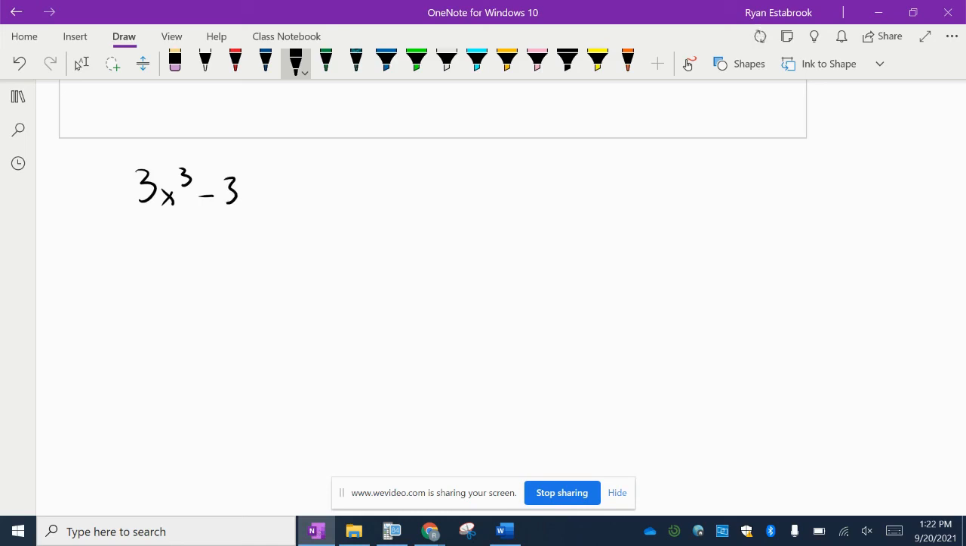3x cubed minus 31x squared plus 113x minus 72 is greater than or equal to 23x. So the reason why I'm giving you this one is because now the leading coefficient is a 3. It's a 3x cubed, which means you might be getting some fractions.